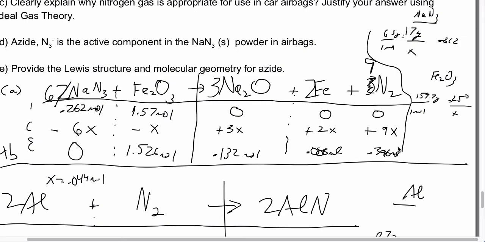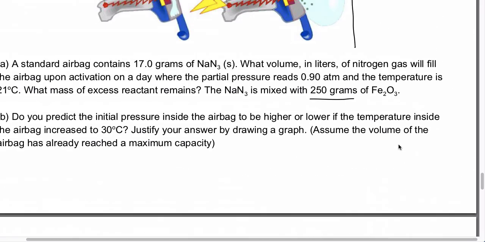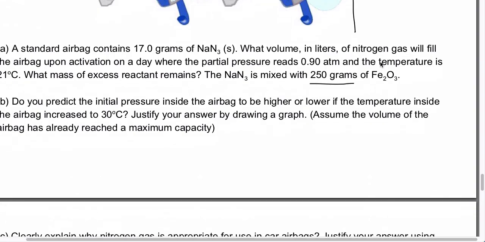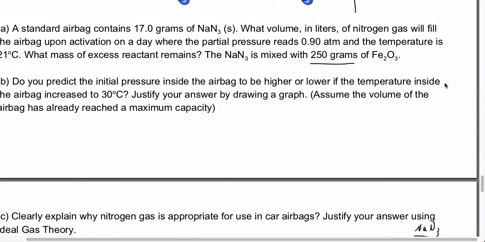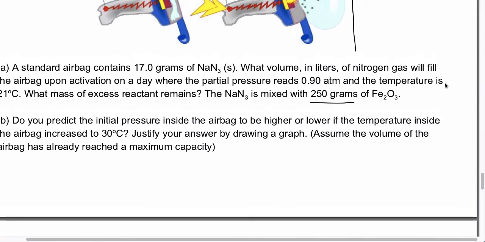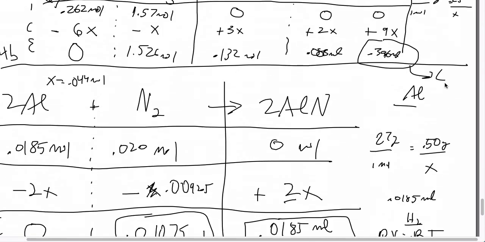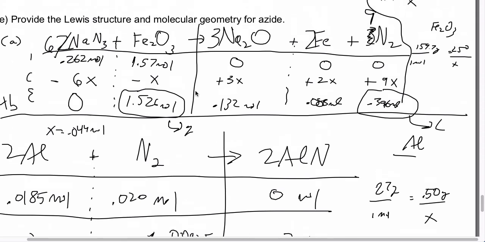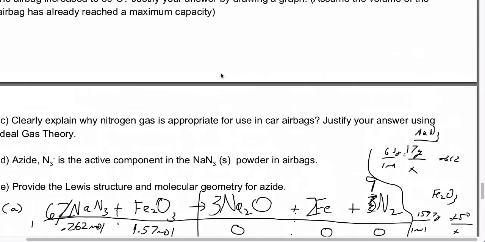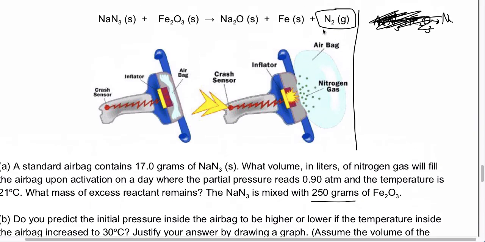Okay, so let's look at what they want from us. What volume in liters of nitrogen gas? Okay, so that makes sense. It's an ideal gas. So we want that in liters. And then they want the mass of excess reactant that remains. Okay, so then they want this, and we're going to convert that to grams. Let's just go up here, I guess.